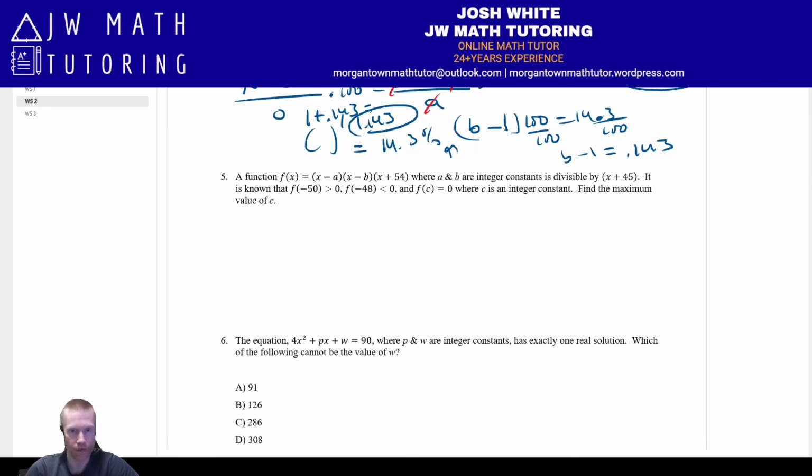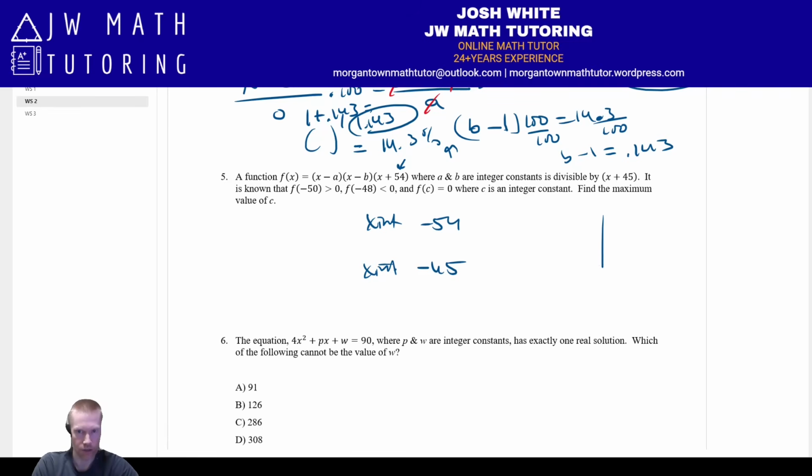So here we have a cubic polynomial with 3 roots. This one is actually pretty much like a brand new problem. It uses some of the same concepts that you've seen before, that they've tested before, but nothing exactly quite like this. Basically, you have an x-intercept at negative 54 coming from this factor right here. Also, since it says that this is divisible by x plus 45, that means there is another x-intercept at negative 45.